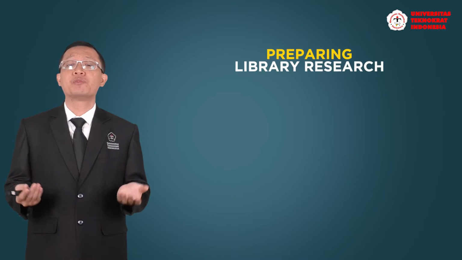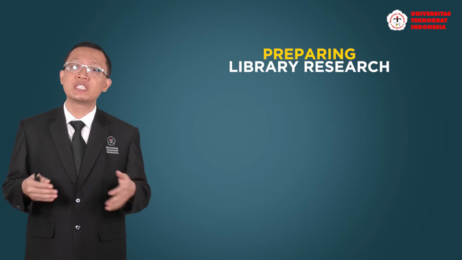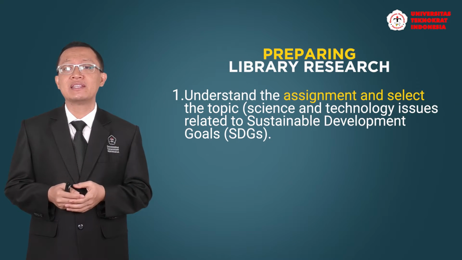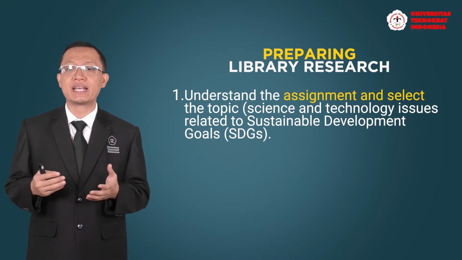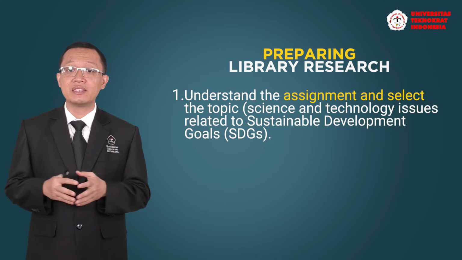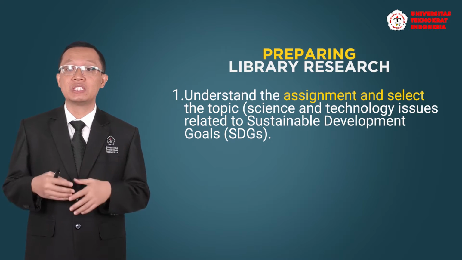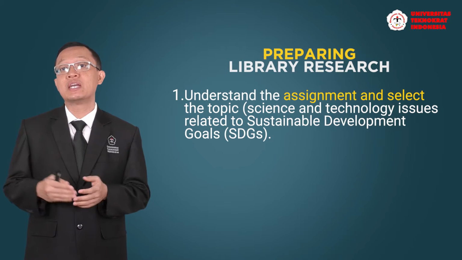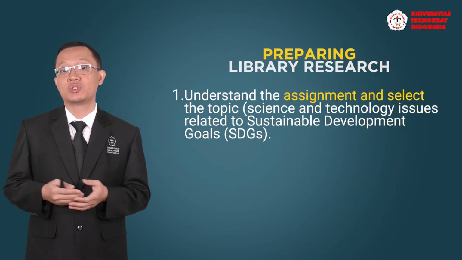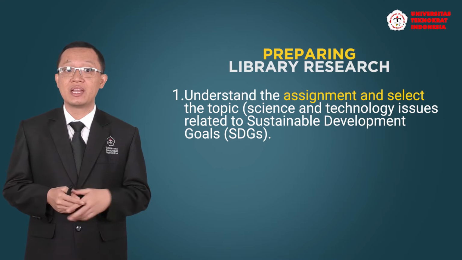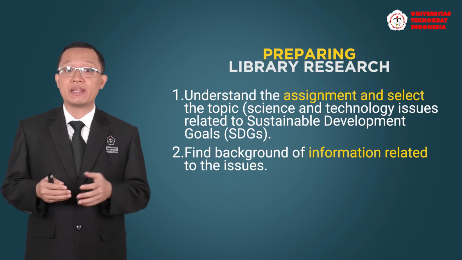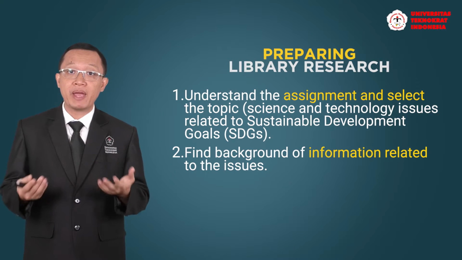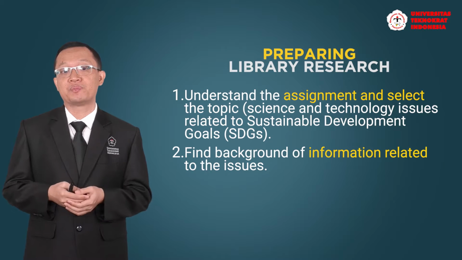So, in order to prepare library research, you have to do some steps. Number 1, you need to understand the assignment and select the topic. In our case, you need to select a topic related to science and technology issues in relation to Sustainable Development Goals or SDGs. Number 2, find background information related to the issues. Read magazines, you can read books as well.